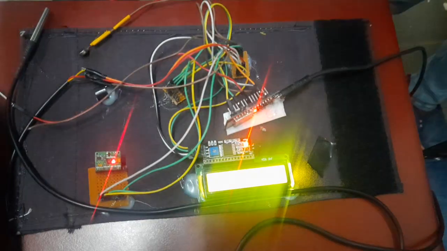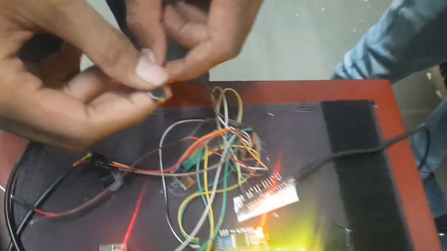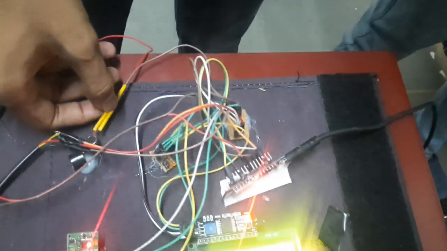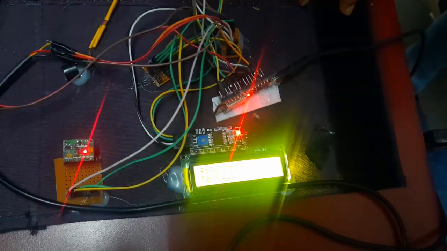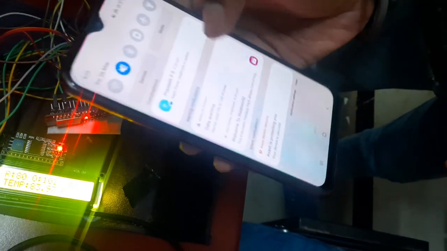The third voice announcement will be made now. As you can see here, vibration was given. The button is pressed. The pill is dispensed, and we are getting a phone call. An SMS alert is also sent.